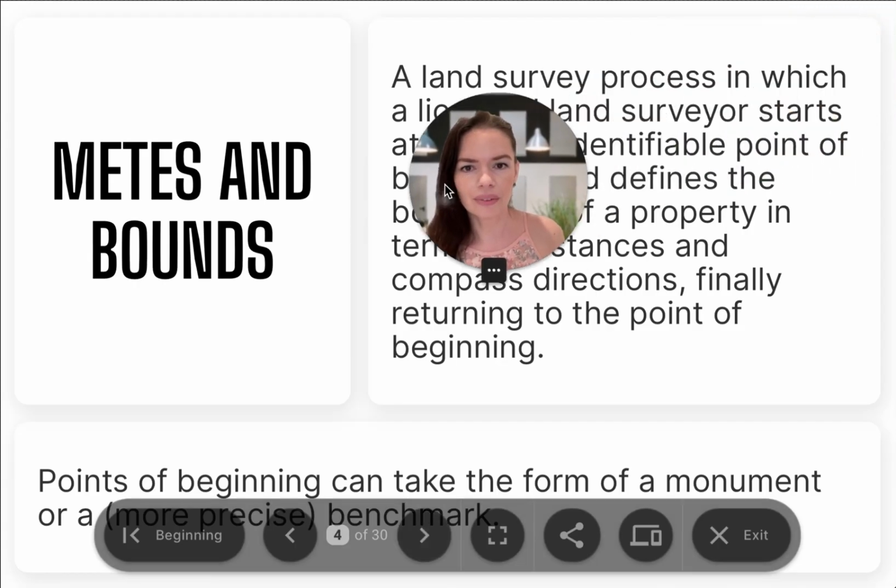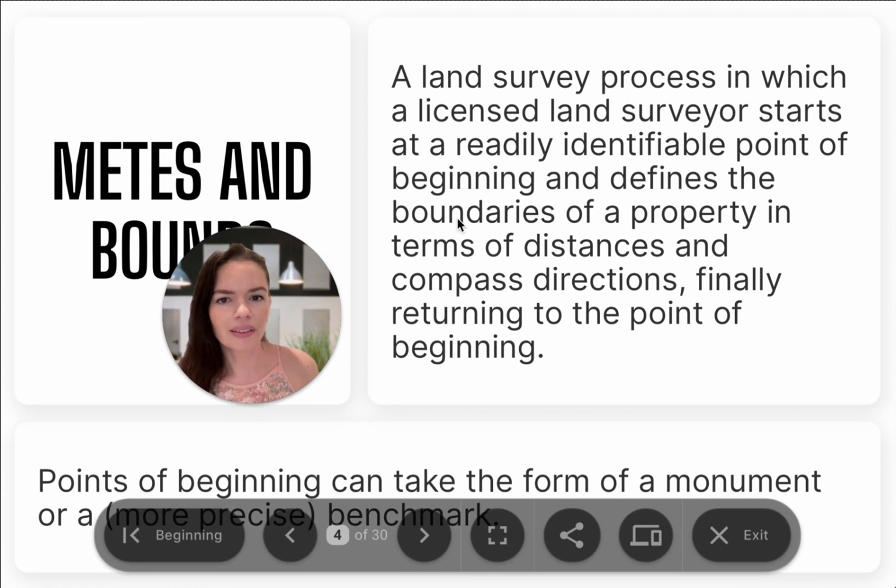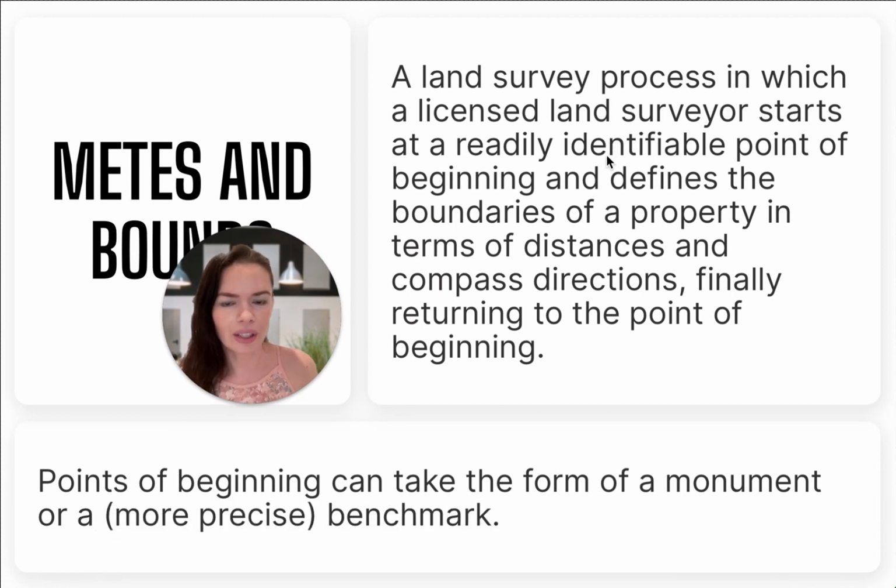Metes and bounds. A land survey process in which a licensed land surveyor starts at a readily identifiable point of beginning and defines the boundaries of a property in terms of distances and compass directions, finally returning to the point of beginning. Points of beginning can take the form of a monument or, more precise, a benchmark.